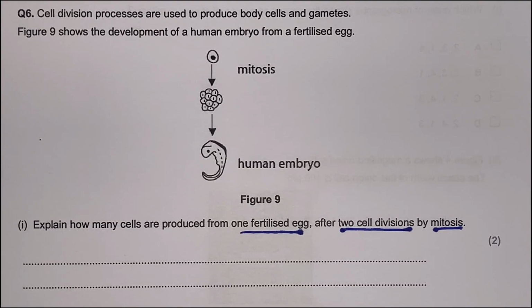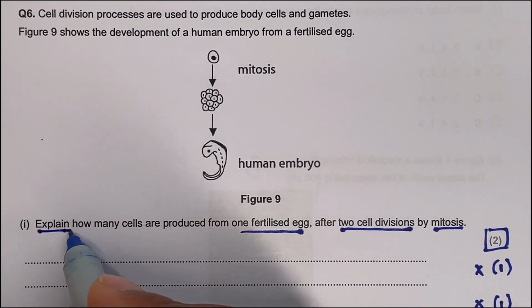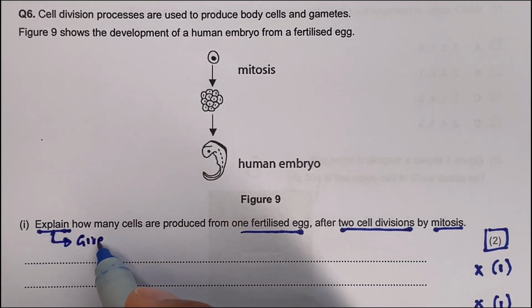Step 1. How many marks is the question worth? 2 marks. I need to make 2 points for a mark each. Step 2. The command word is explain. Explain means give a reason.